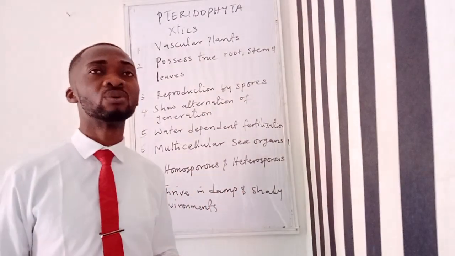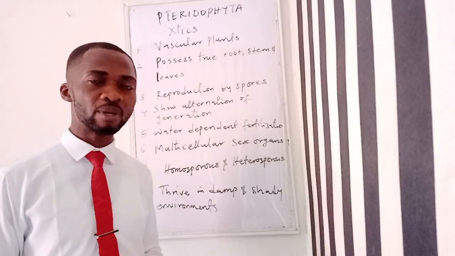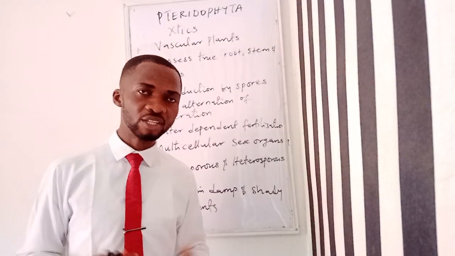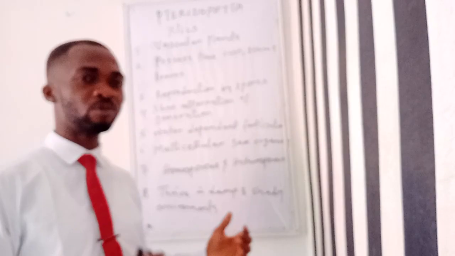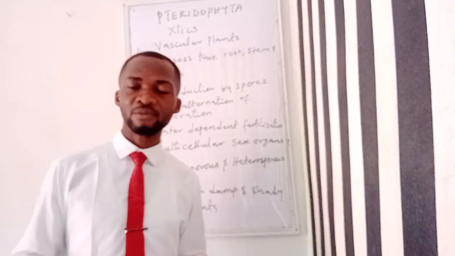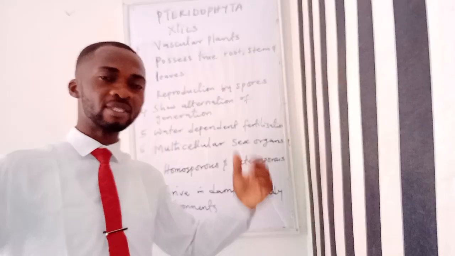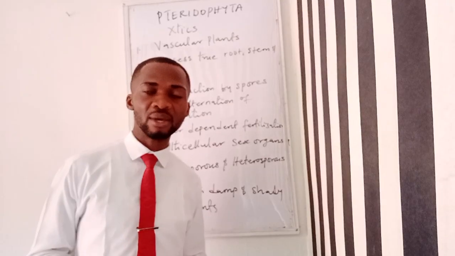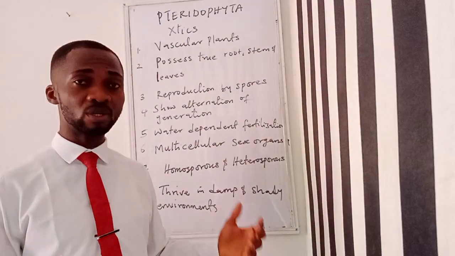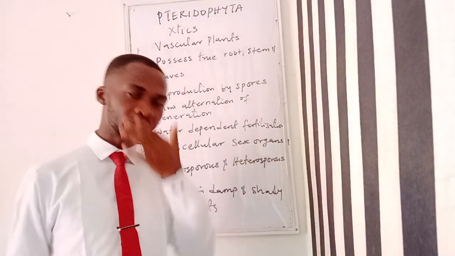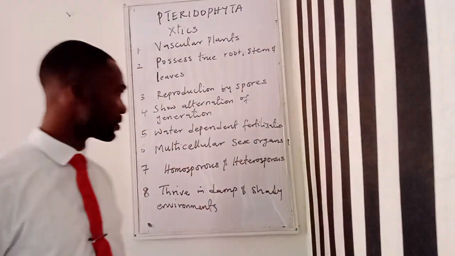When we get to plants like gymnosperms, that is when you see that the agent of fertilization turns from water to wind. And when we get to angiosperms, you see that insects are now one of the agents of fertilization. So some of these groups of plants have different agents of fertilization.